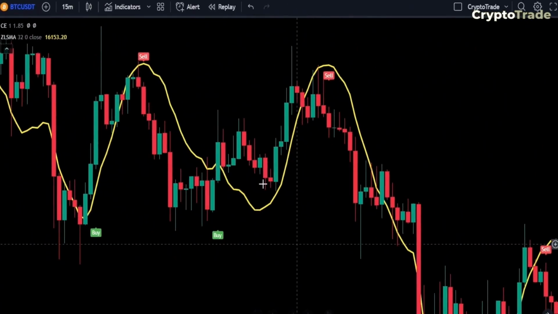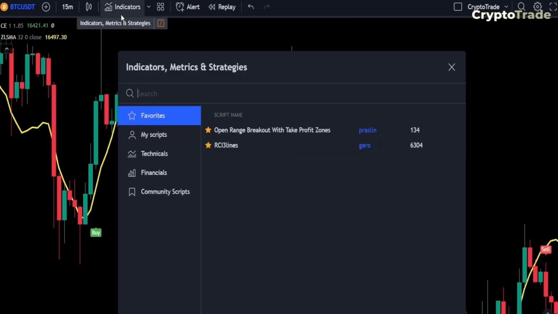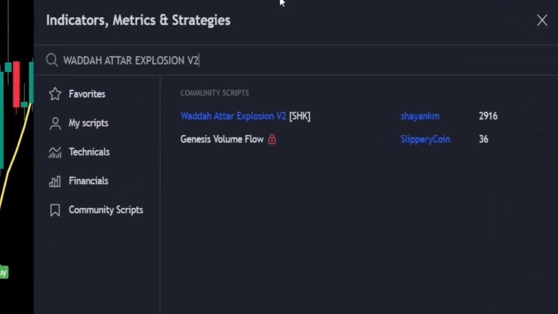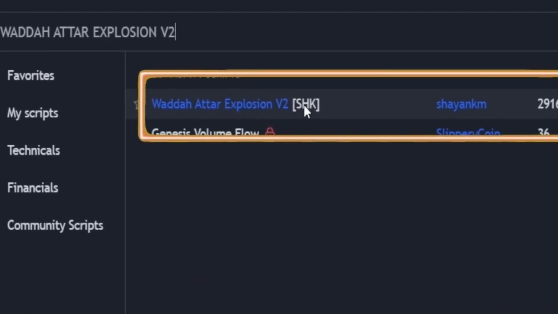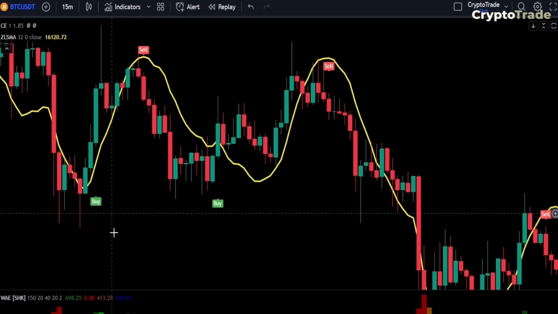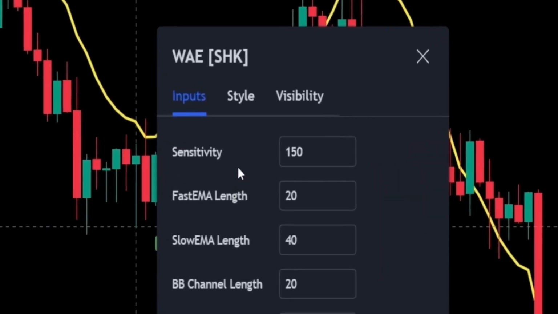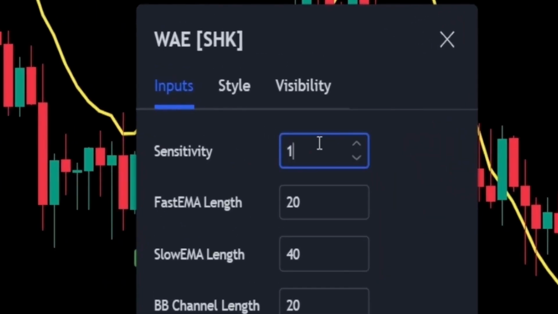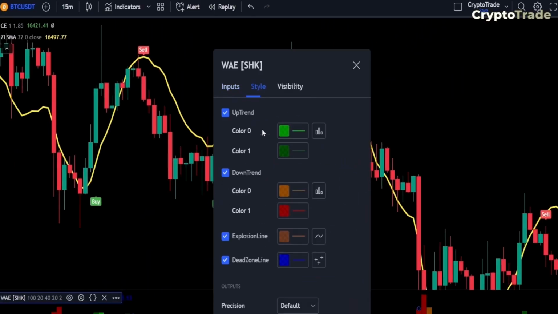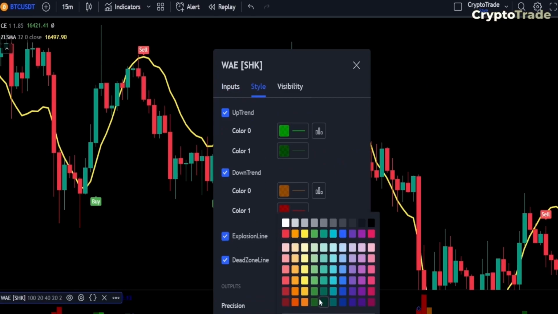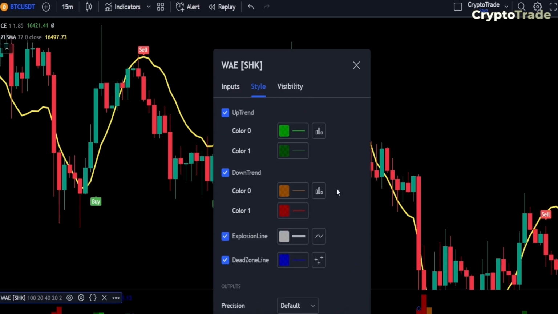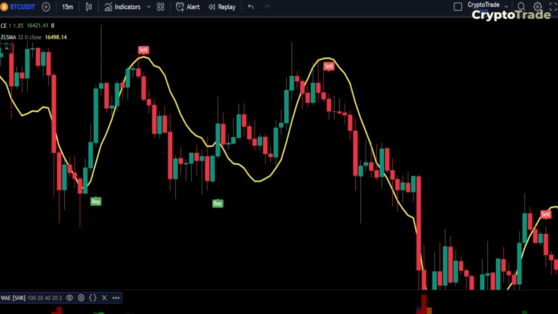To add the third and last indicator to the chart, open the indicator search bar in TradingView and type WADDAH ATTAR EXPLOSION V2. Select the indicator as shown in the video. Click on Settings and in the Inputs tab change sensitivity to 100. In the Style tab change explosion line color to white. Unselect the Dead Zone Line checkbox. Click OK to finish. Setup is complete.